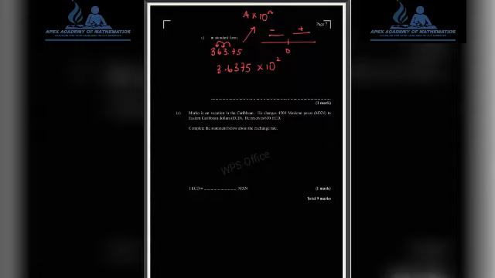Moving on to question 1c. We were at part 1b, so now we're at part 1c. Marco is on vacation in the Caribbean. He changes 4,500 Mexican pesos to Eastern Caribbean dollars. He receives 630 Eastern Caribbean dollars. You have to complete the statement below about the exchange rate.